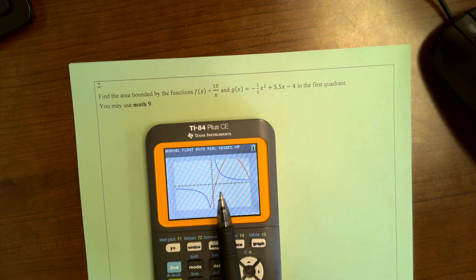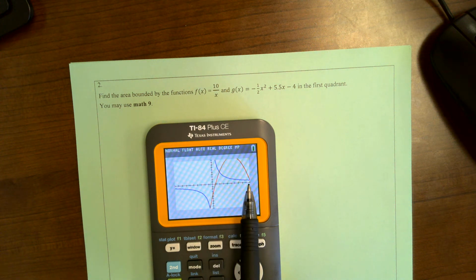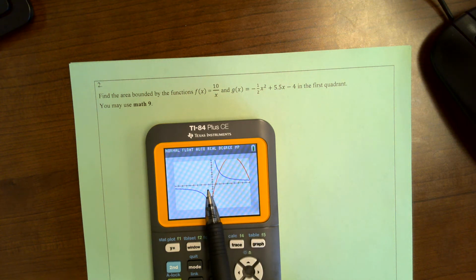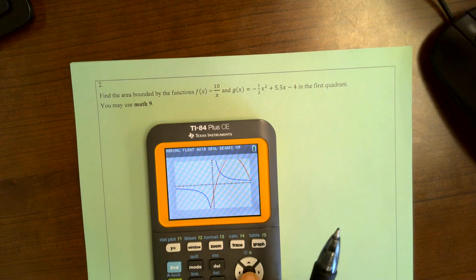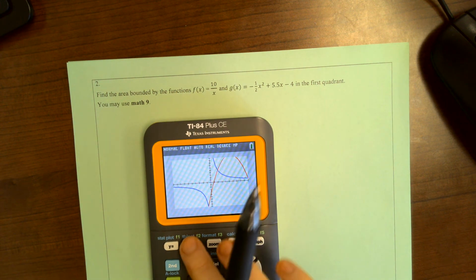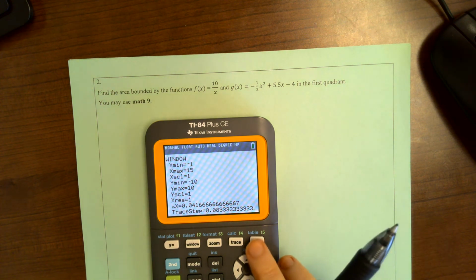So I want to look at this more. I want my leftmost x to be -1, and currently my rightmost x is 10. Let me put it at 15. So my x min in my window is going to be -1. My x max is going to be 15. Okay, so window: x min -1, x max 15.